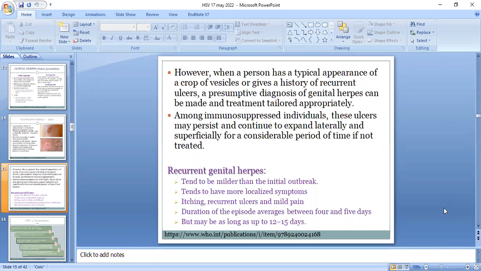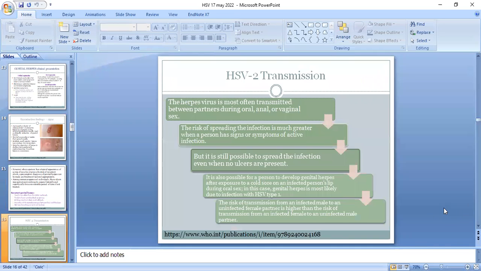Recurrent genital herpes tends to be milder than the initial outbreak, with more localized symptoms, in which there is itching, recurrent ulcers, and mild pain. The duration of the episode averages between 4 to 5 days, but may be as long as 12 to 15 days. Now, the transmission of herpes simplex virus type 2.